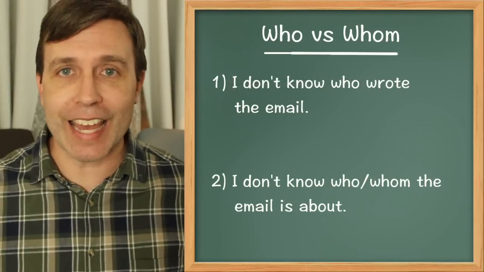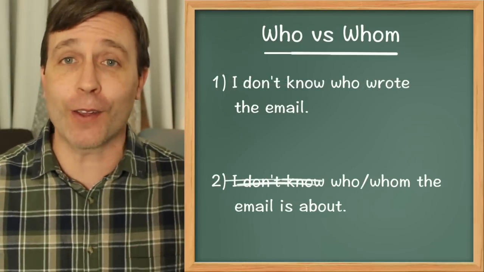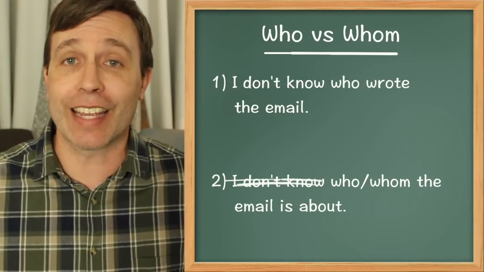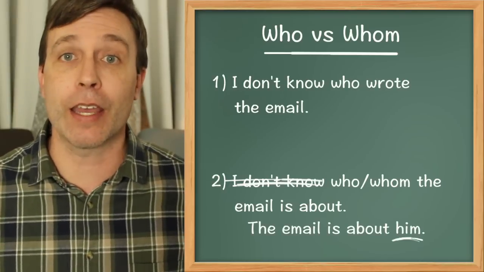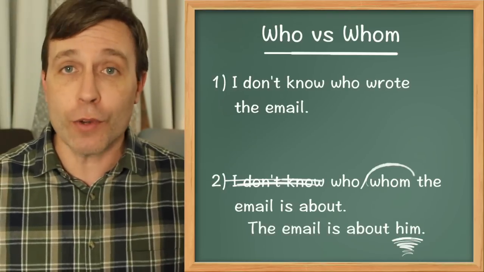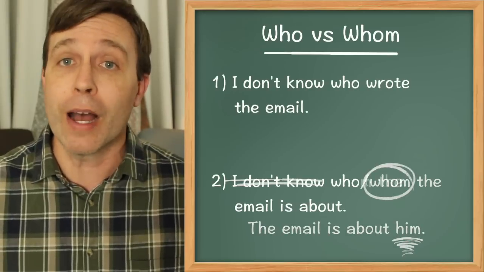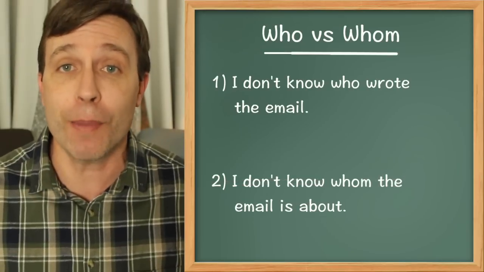In the next sentence, again, let's forget about the first part, focus on that noun clause. And again, we can make the following sentence. The email is about him. Him is an object. So now you know that you're going to use whom. I don't know whom the email is about.